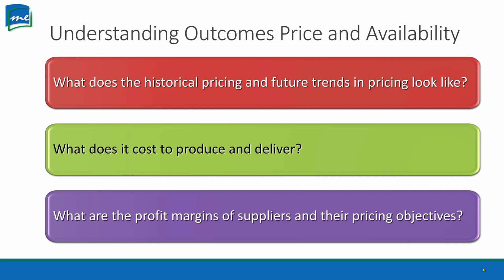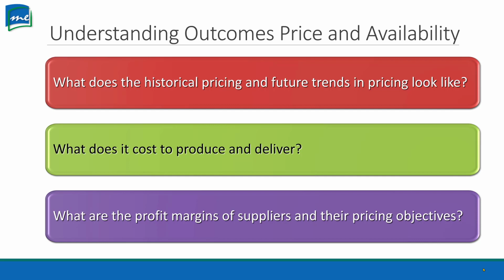We need to think of these questions here. What does the historical price and future trends in pricing look like? Well, we just saw a chart that showed the usage of aluminum. In our next slide, we're going to see the price of aluminum per metric ton. What does it cost to produce and deliver this item? And then finally, what are the profit margins of suppliers and their pricing objectives?